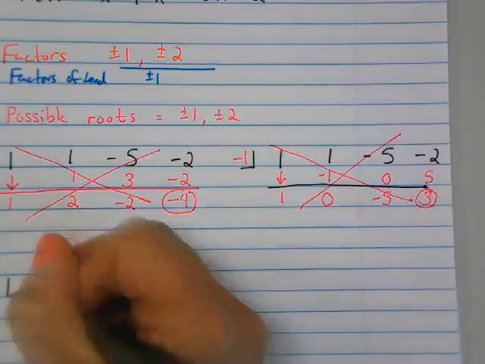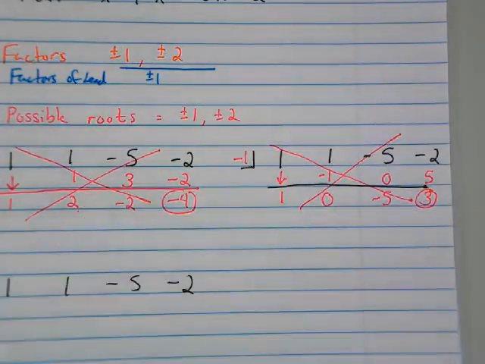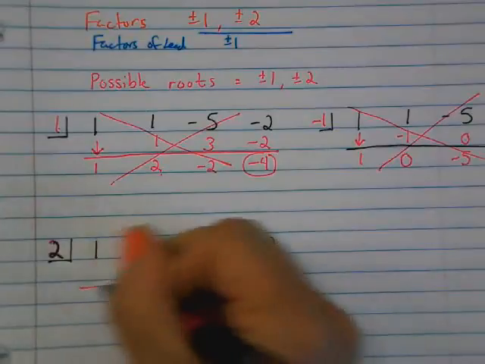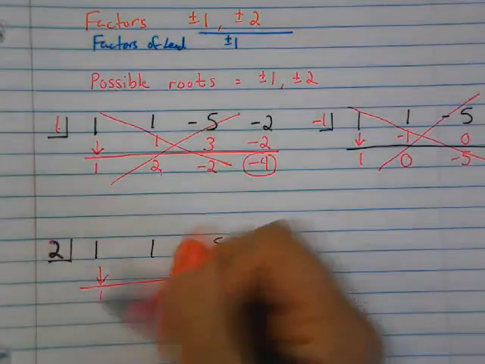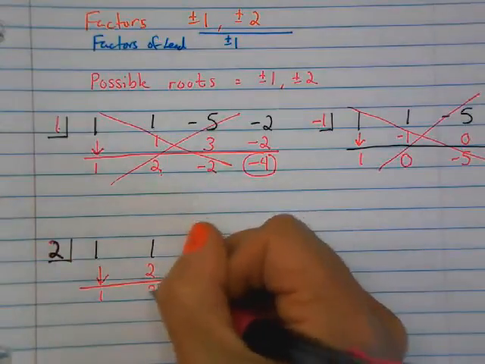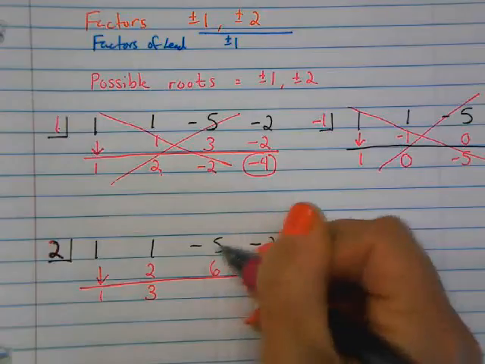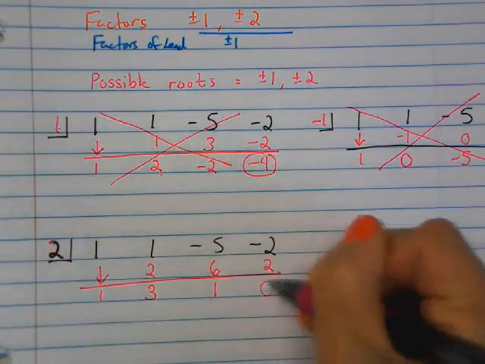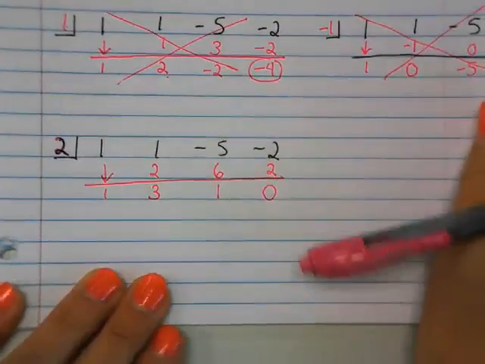So, do it all again. Alright, so 1, 1, negative 5, negative 2. Try a positive 2. Maybe he'll get lucky. And I'm going to make him pink. Sorry about that. Okay, 1. 2 times 1 is 2. 1 and 2 make 3. 2 times 3 is 6. Negative 5 and 6 is 1. 2 times 1 is 2. Ta-da! Alright, so I found what I needed.